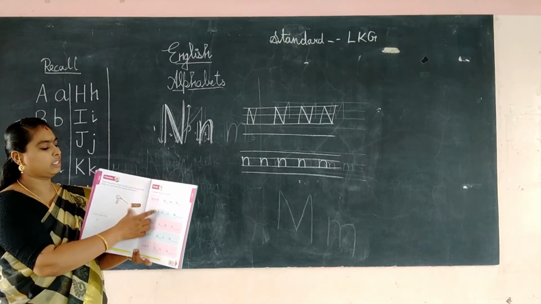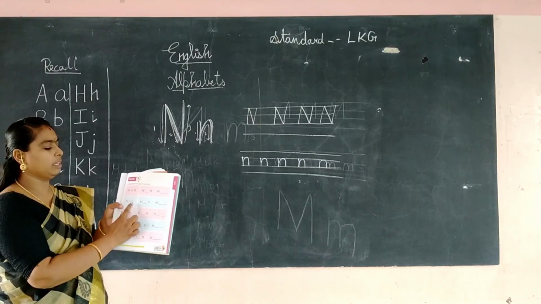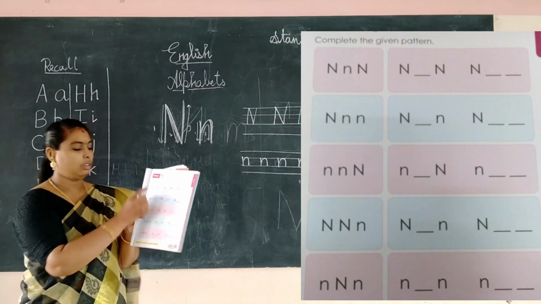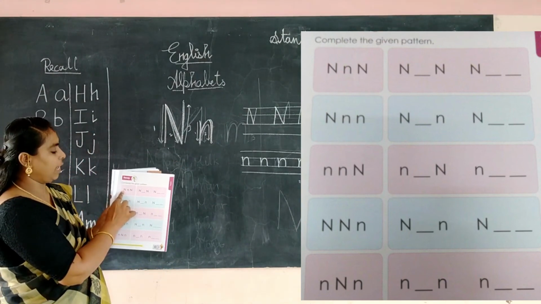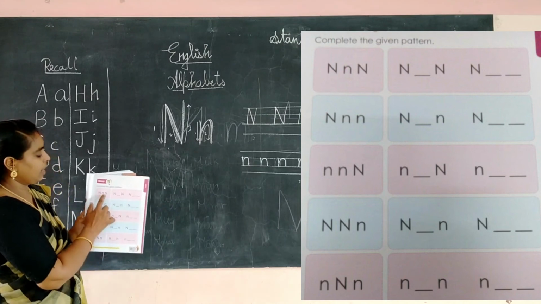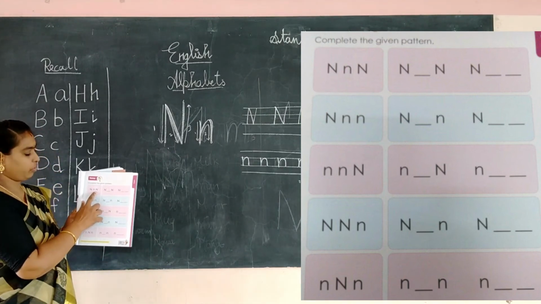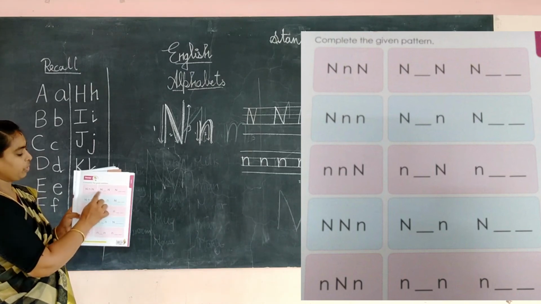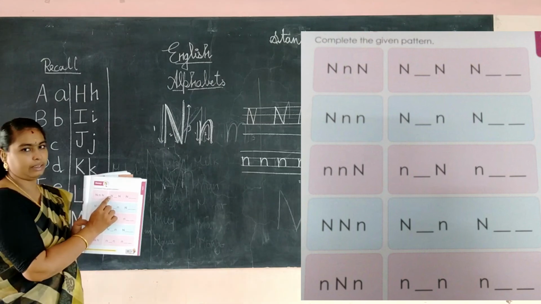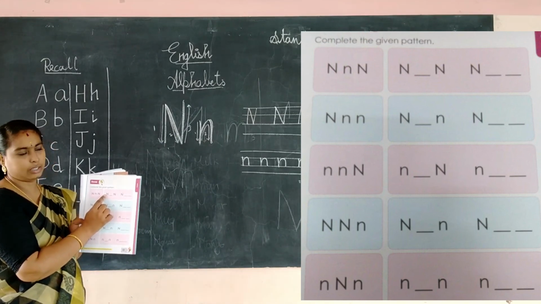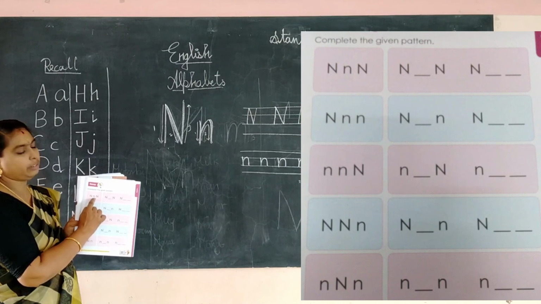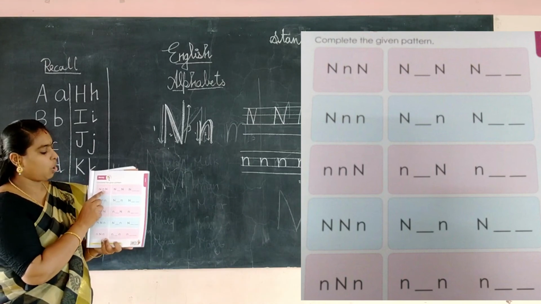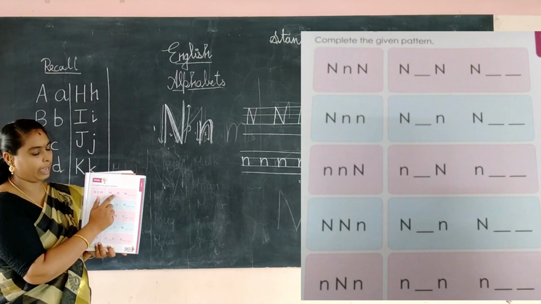Complete the given pattern. You want to complete this pattern. Do you remember how to complete it? See here. First capital N, small n and capital N. So you want to write the same pattern here and here, okay. So here it is capital N. Capital N already உனக்கு இங்க இருக்கு. So next one, what you want to write? Small n. என்ன எழுதணும்? Small n. So you want to write here small n.